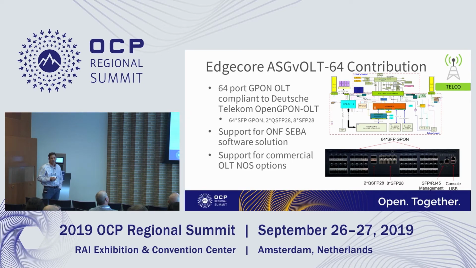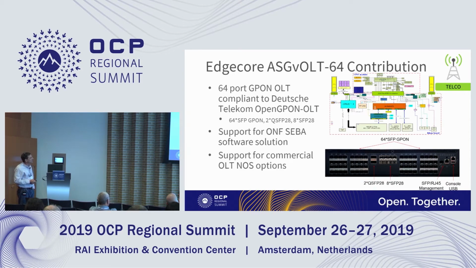A 32-port variant can be obtained from this by just depopulating certain ports, because it's a single PCB board with ports on either side. So to get the 32-port version, we depopulate all the ports on either the top or the bottom side, whatever is the best for the cooling.